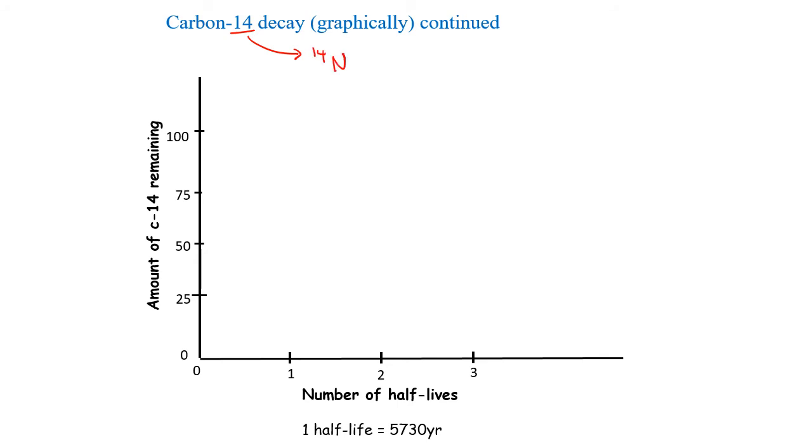Carbon-14 has what we call a half-life, and its half-life is 5,730 years. That means if you have 100 grams of carbon-14, after 5,730 years, you will be left with 50 grams of carbon-14, with the other 50 having converted to nitrogen-14.